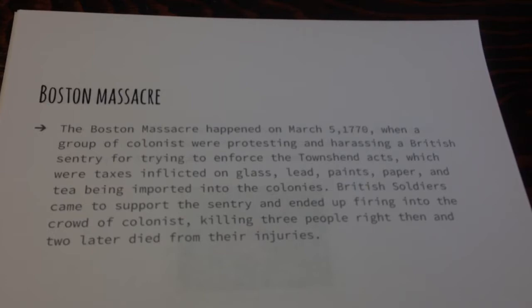The Intolerable Acts. The Intolerable Acts were put into place for revenge from British Parliament after they had heard about the Boston Tea Party. The first Intolerable Act occurred on March 31, 1774, and was closing the Boston ports. The second Intolerable Act occurred on May 20, 1774, which was revoking the Massachusetts Constitution.